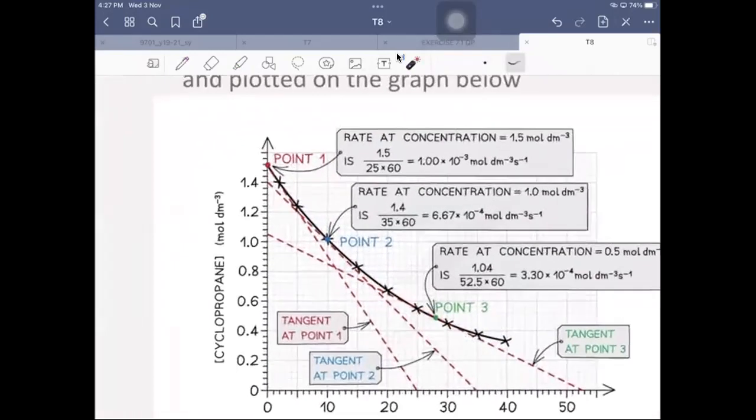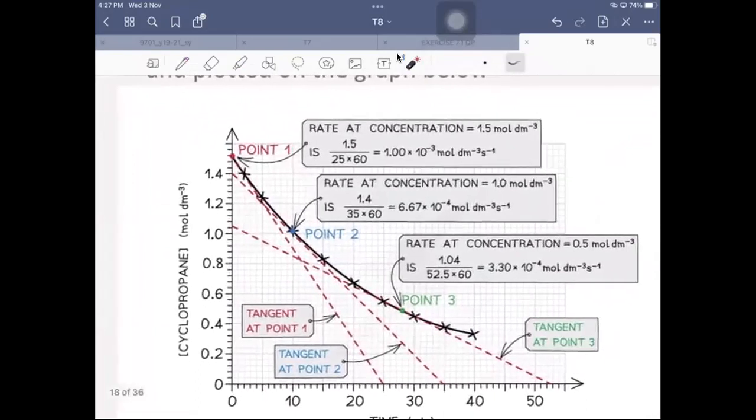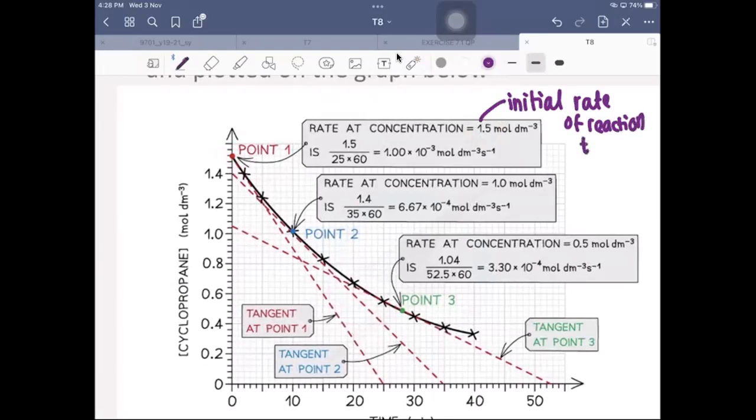It looks complicated, but if you just look at one point at a time, you'll be fine. Let's have a look at point 1. Point 1 is to find the rate at concentration of 1.5. So 1.5 is here, and that is your initial rate of reaction. Initial rate of reaction is at t equals 0.